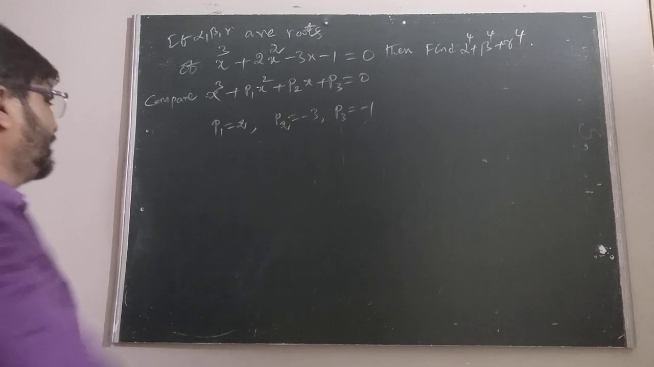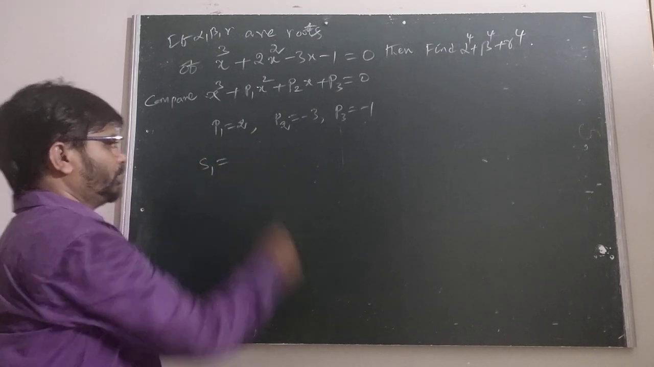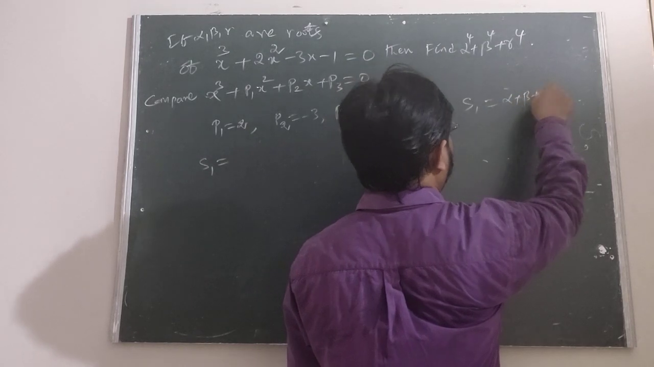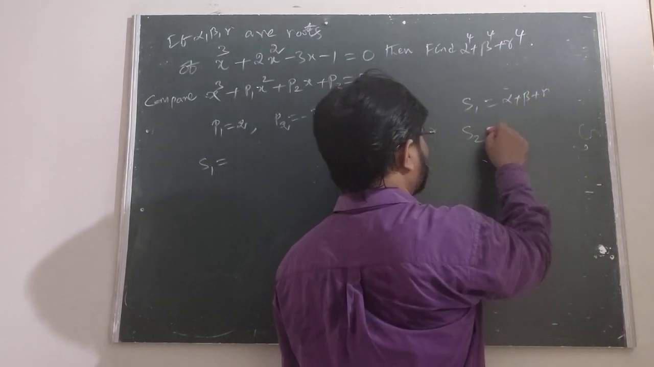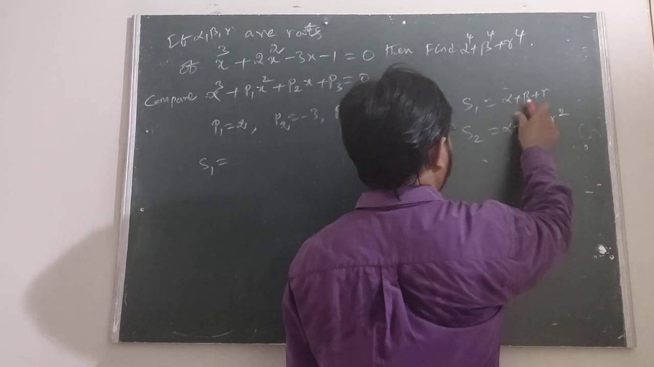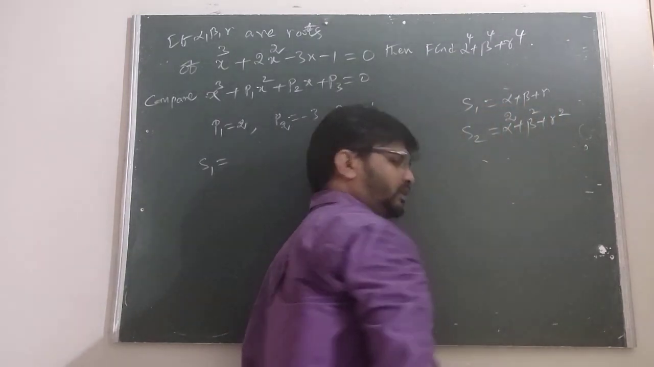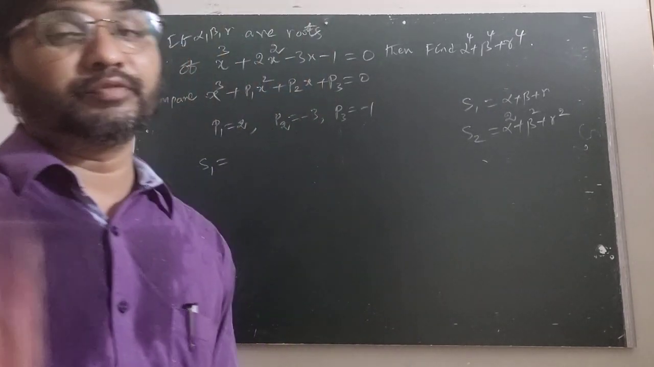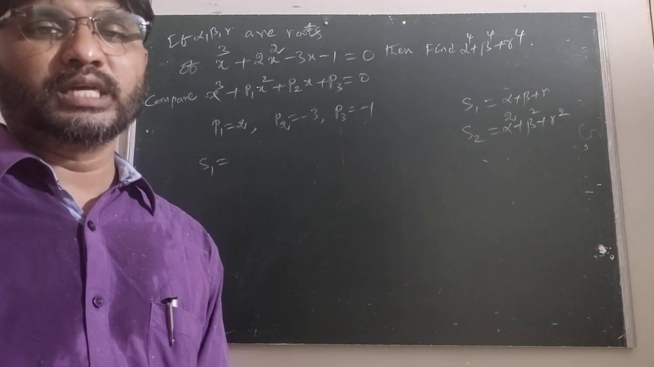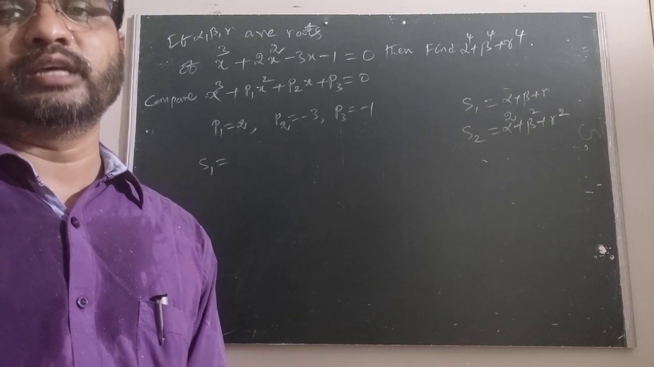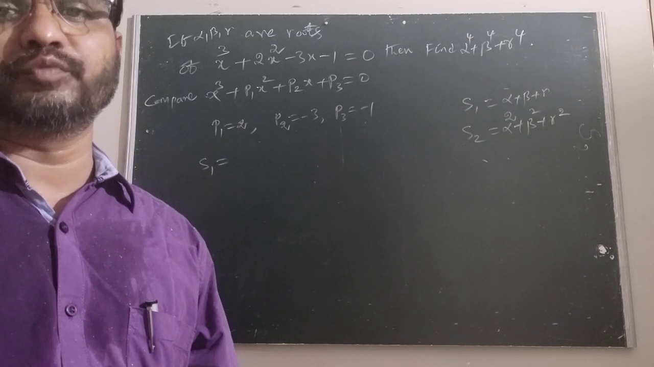Okay, now we find S1. We know that S1 is alpha plus beta plus gamma. S2 means alpha square plus beta square plus gamma square. Here S1, S2, S3 are the powers of the roots, whereas in the case of relation between the roots and coefficient, S1 is the sum of all roots and S2 is the sum of the products taken 2 at a time.